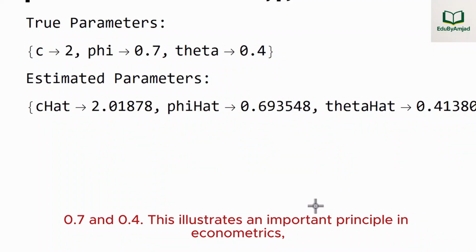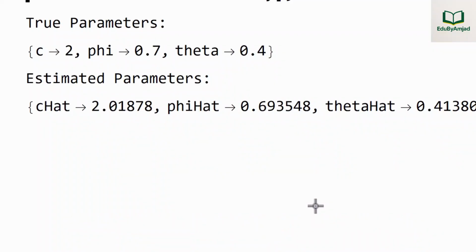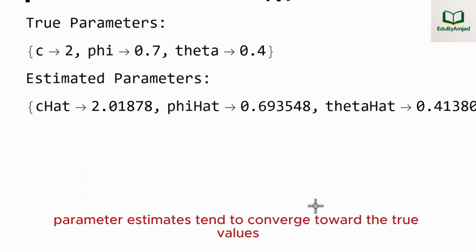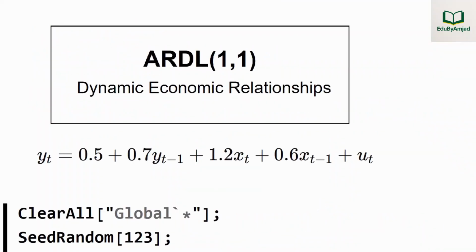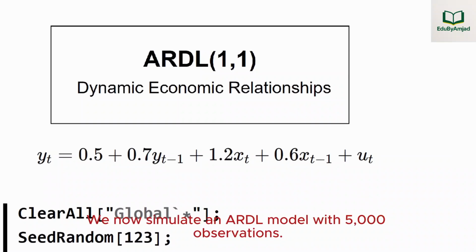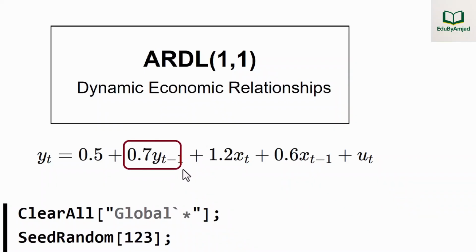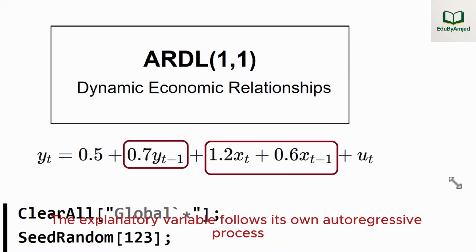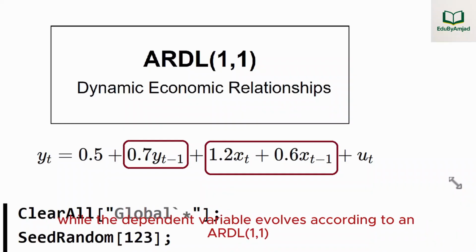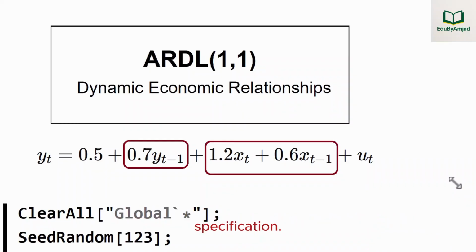This illustrates an important principle in econometrics: as the sample size increases, parameter estimates tend to converge toward the true values used to generate the data. We now simulate an ARDL model with 5,000 observations. The explanatory variable follows its own autoregressive process, while the dependent variable evolves according to an ARDL 1-1 specification.